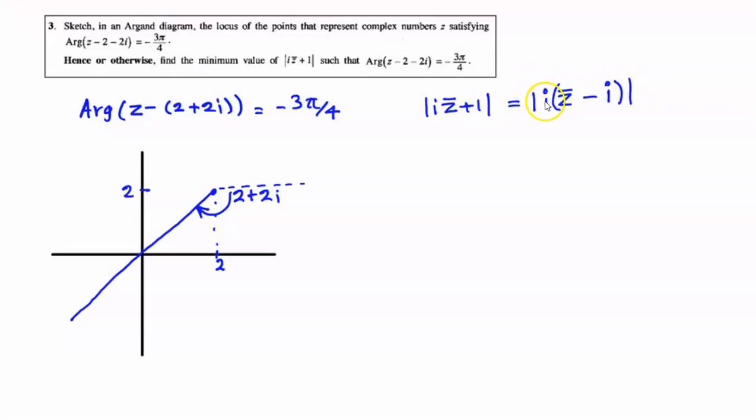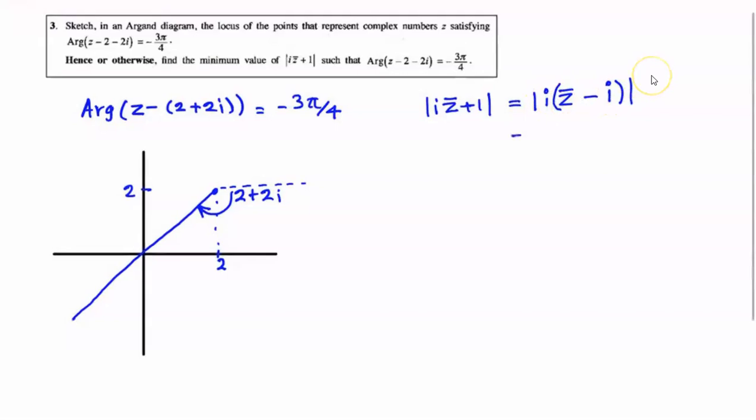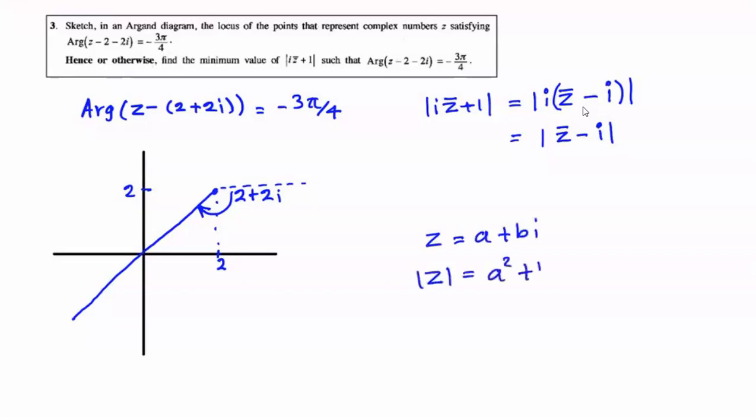Now when you have absolute bars, if it is just i times all this, you know this is equal to just the absolute value, or the magnitude, of this part of the complex number. Because what happens when you do the magnitude, if you write your complex numbers in the form a plus bi, when you find the absolute value, it's going to be the square root of a squared plus b squared.